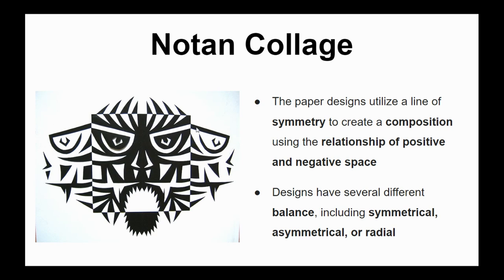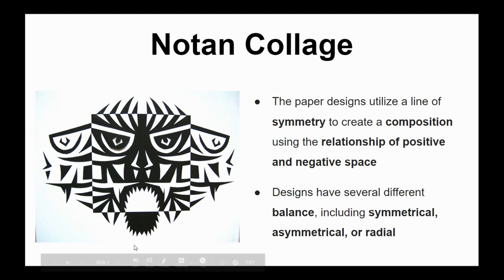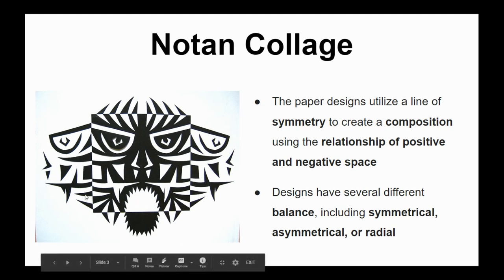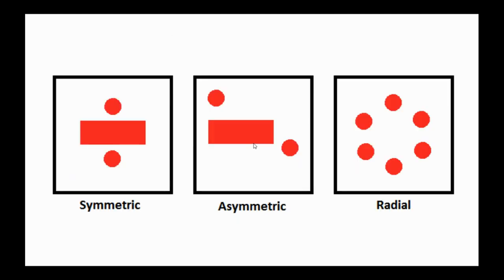You notice this is the same as this, except they are opposite colors. Same as this. This is the same as this, but they're opposite colors. So the line of symmetry is the edge of the paper here. Design should have different balances, including symmetrical, asymmetrical, and radial.